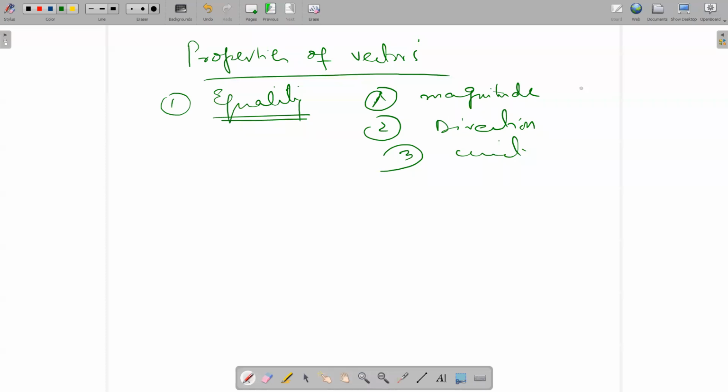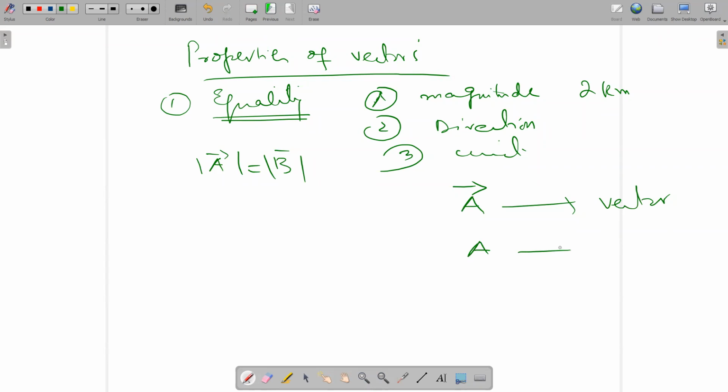If I'm saying 2 kilometers towards north, the other vector should be like this one. Otherwise they are not equal. So the magnitude of vector A is equal to the magnitude of vector B. Remember, if I'm writing like this, this is a vector. If I'm writing like this, in this way, then this is called magnitude.